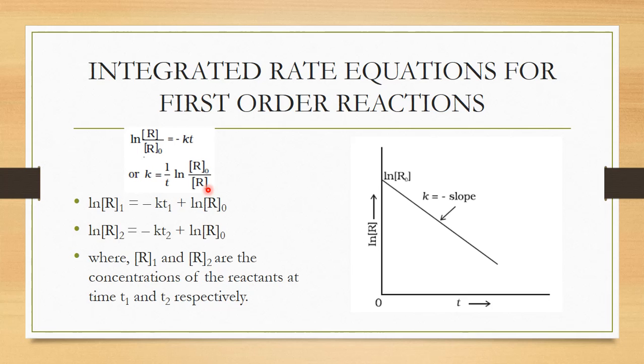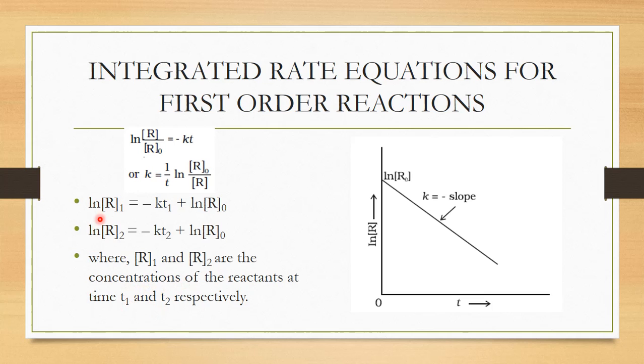Now if we have an equation for which natural log of [R]1 is equal to minus kt1 plus natural log of [R]0, and natural log of [R]2 will be equal to minus kt2 plus natural log of [R]0. Here [R]1 and [R]2 are the concentrations of reactant at time t1 and t2.